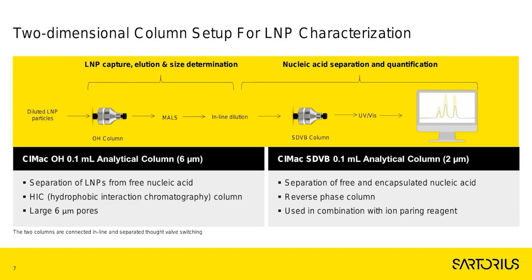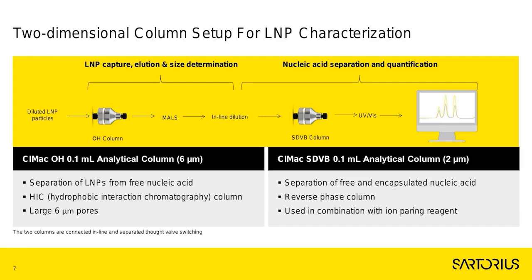How this looks a little bit more in detail is that we take the LNP particles, we dilute them in loading buffer, as you can see completely to the left. These are then injected on the first column, the CMAC-OH column, where the LNP particles are bound, while the mRNA goes through the column to the second column where it is quantified, so the SDVB column. This gives us the free mRNA.